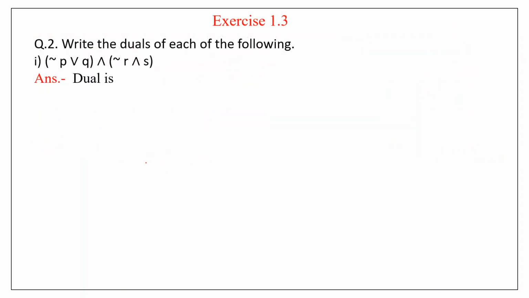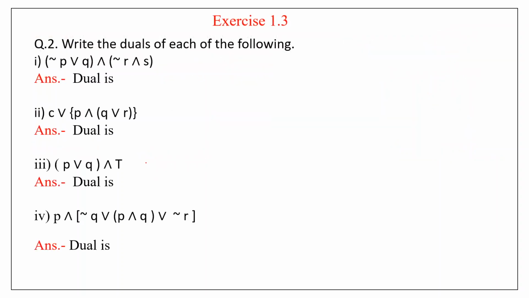Next, so we solve this. Directly write the dual: negation of P and Q or negation R or S. Just interchange and with or. Next, as C is there, so we have to write T. Okay, C is replaced by T, or is replaced by and, P as it is, or Q and R.